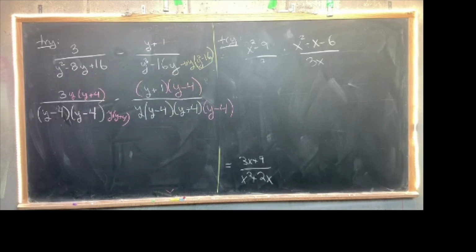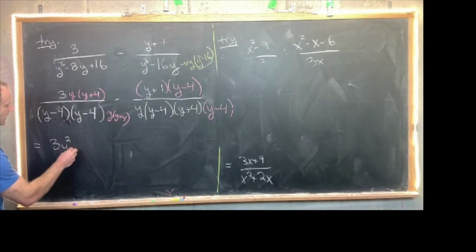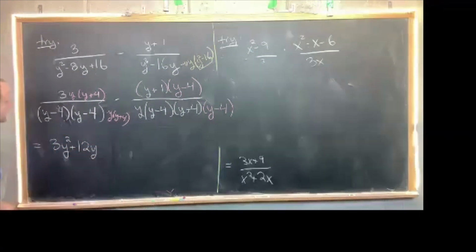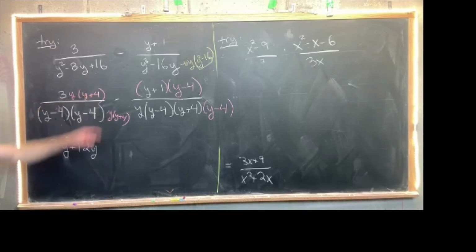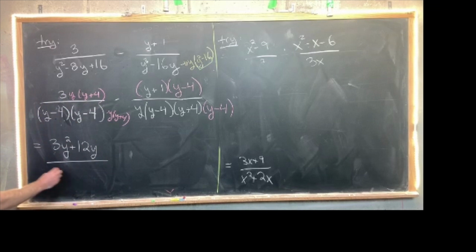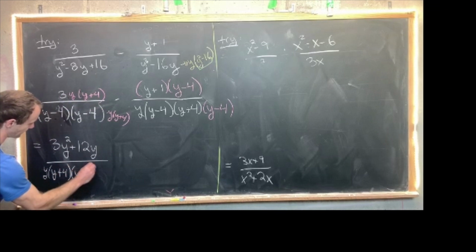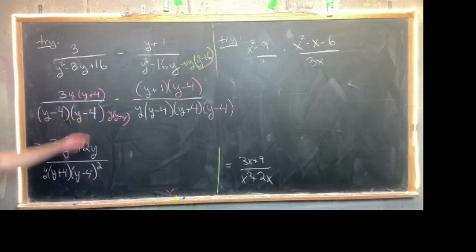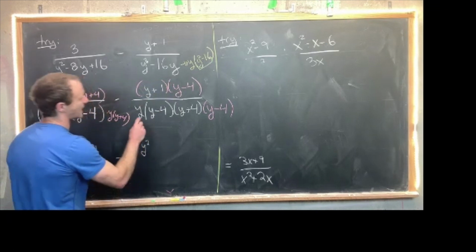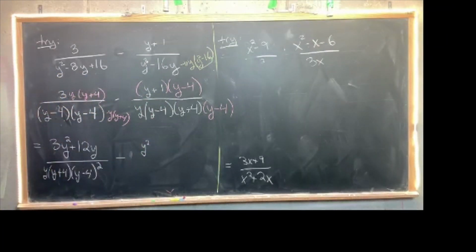Okay, so now let's expand the numerators. That's going to give us 3y squared plus 12y. That's what we get from distributing this 3y onto y and then y plus 4. And this is all over this denominator, which is pretty big at this point. So we've got y times y plus 4 times y minus 4 squared. We've got y minus 4 times y minus 4, that's y minus 4 squared. Now we're going to subtract from that this product. So let's see what we get for that. We're going to get y squared, and then we're going to have minus 4y plus y. So that's going to be minus 3y.